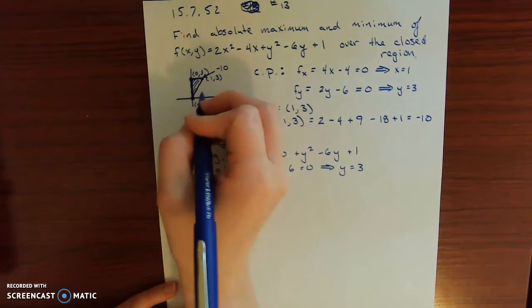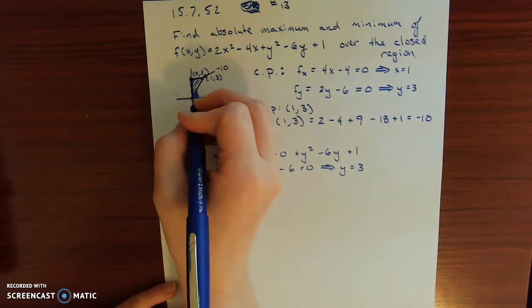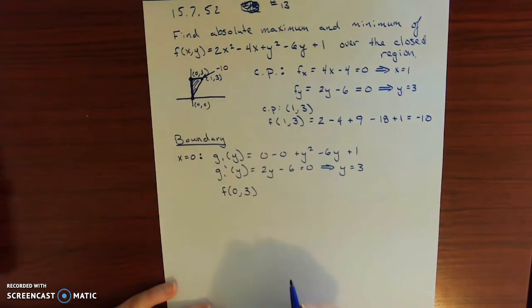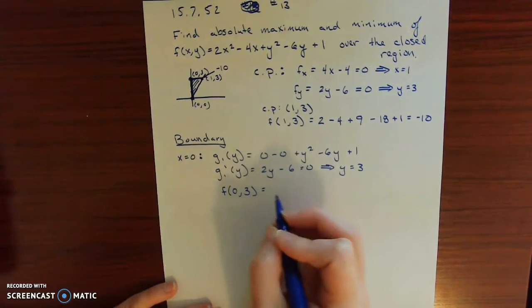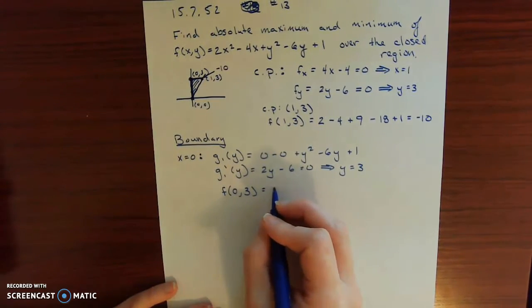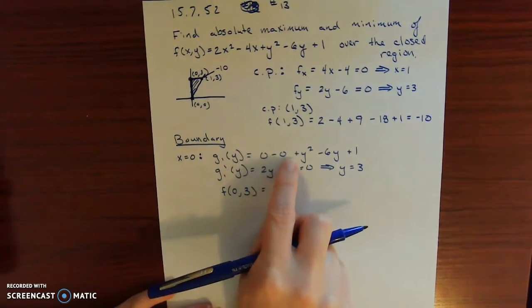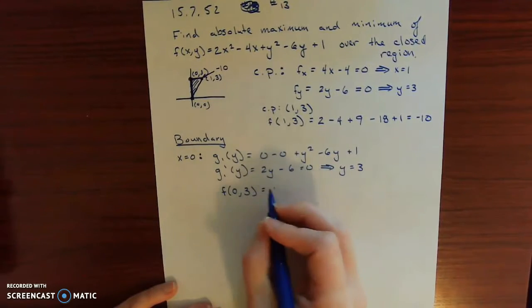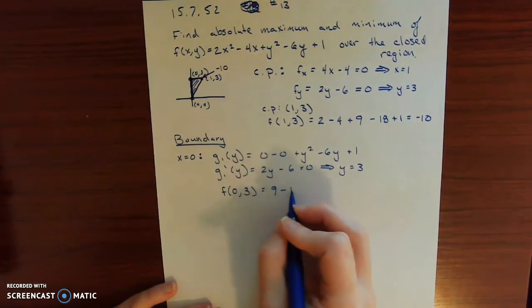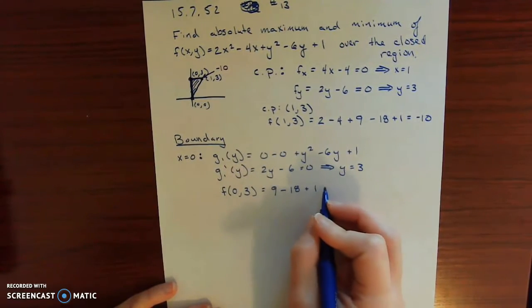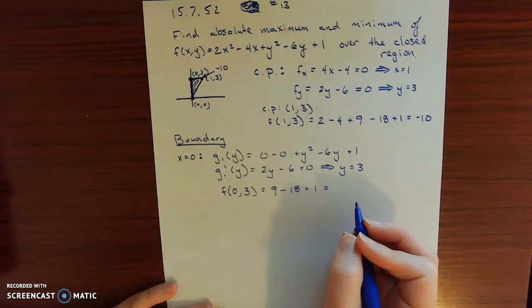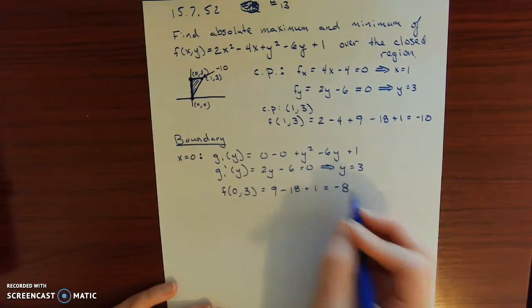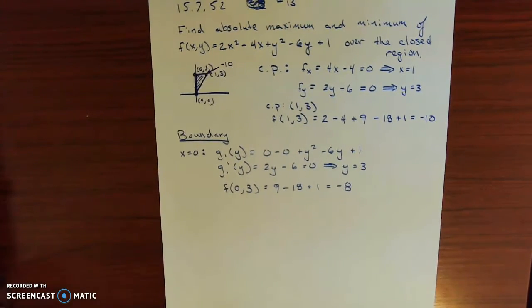So on this line segment, the only possibility for an extreme value is at this point 0, 3. So I'd plug that into f. Well, we already know we have 0 minus 0, so we're just plugging in 3 for y. We get 9 minus 18 plus 1, which gives us negative 8. So let me label that.